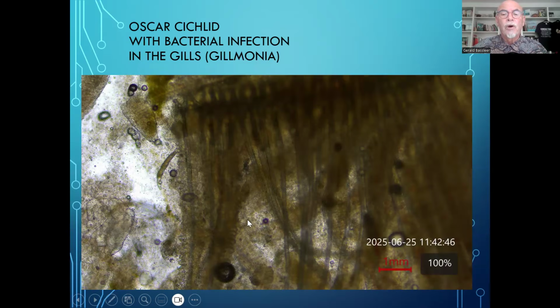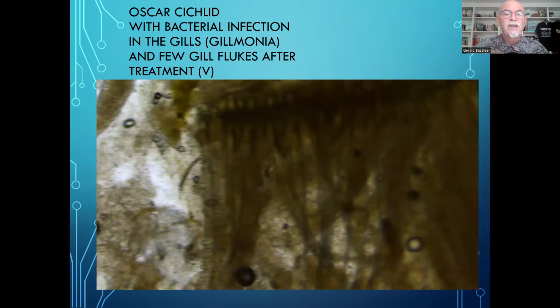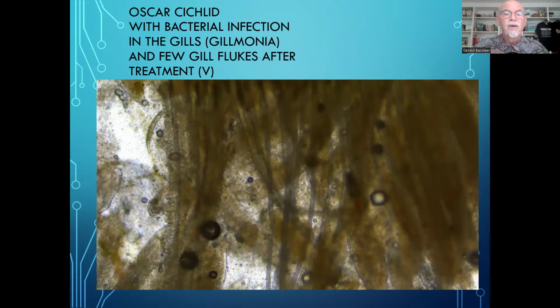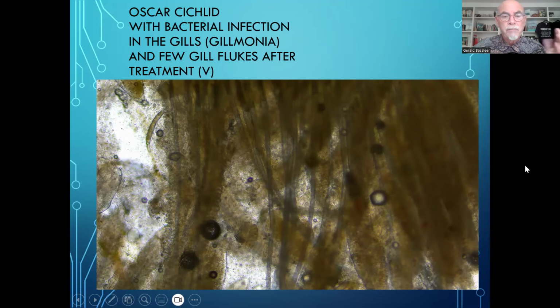You can see here the rotting tissues, so the gills are very badly infected with bacteria. Here is a gill fluke sitting there, and then I show it here next in the video. You see one gill fluke still alive there, still active. There might be a few more here underneath the necrotic tissue, but there was a case of gill flukes previously.